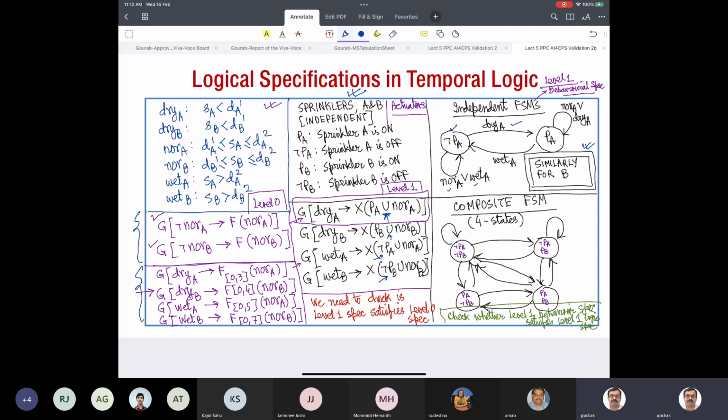Then we also said that if we have a similar sprinkler definition for B, then the composition of A and B, which is the global state machine of the two independent sprinklers, will have four states. A is off, B is off; A is off, B is on; A is on, B is off; and both are on. And that can be formed by the composite. So this gives us the global picture.